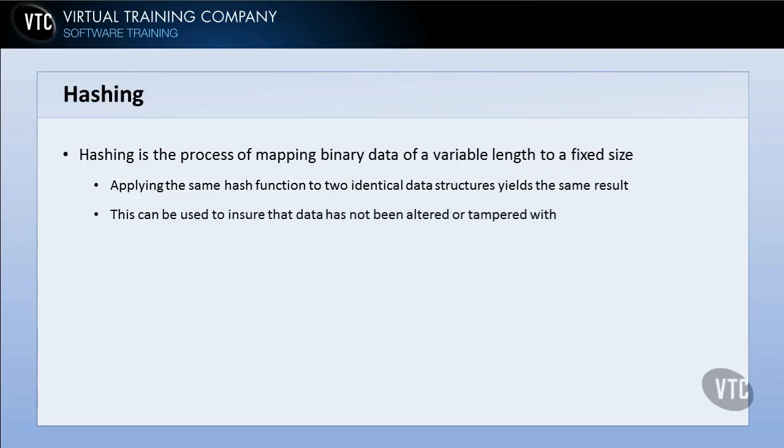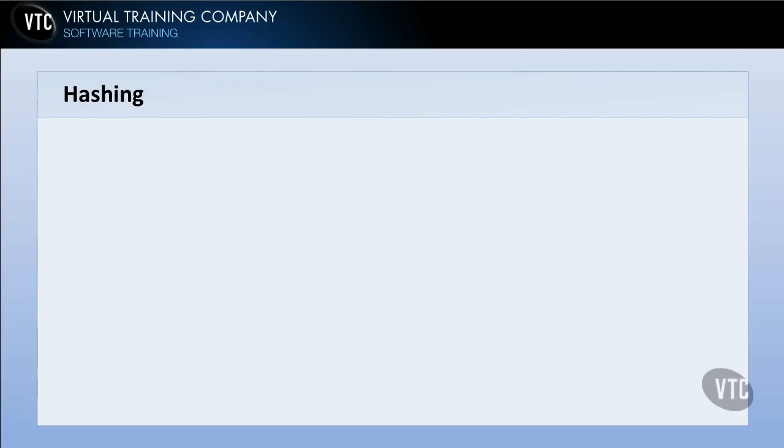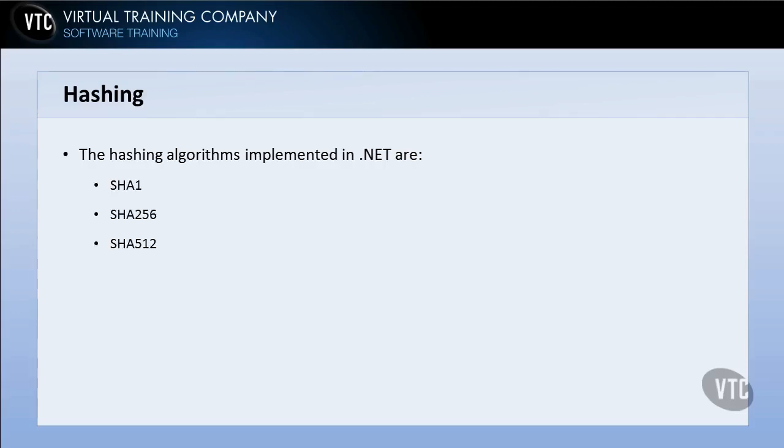Now, you can always use this to ensure that data has not been tampered with or altered, or you can also tell what somebody entered without actually having to see the plain text that they entered. Now, the .NET hashing algorithms all inherit from the System.Security.Cryptography HashAlgorithm abstract class. The hashing algorithms that are implemented in .NET are SHA-1, SHA-256, SHA-512, SHA-384, MD5, and RIPEMD160.